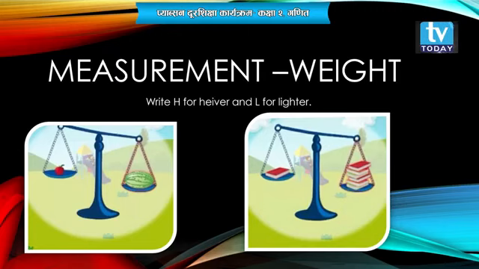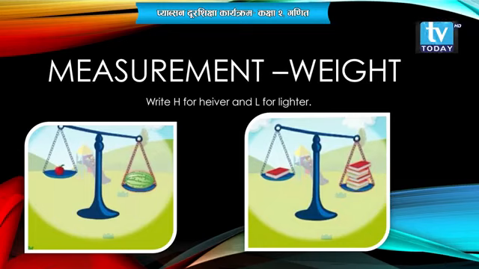Okay, let's start the class. Here, the first question is, you need to write H for the heavy and L for the lighter objects. Okay, first picture. Have you seen this first picture? Here are two fruits in the first picture, right? What are those two fruits? On one side there is the apple and on the other side there is the watermelon.